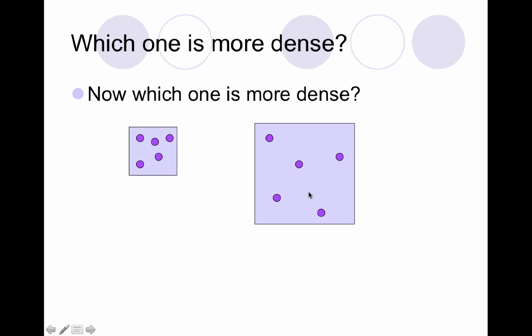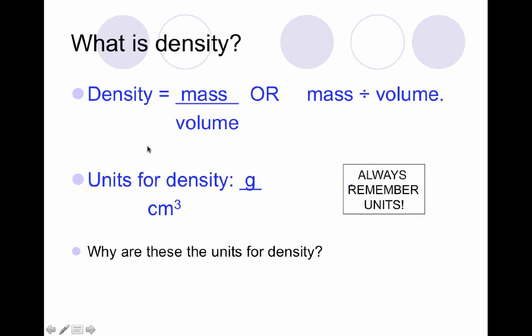Let's try another one. Now, which one of these is more dense, A or B? You'll notice that each square has 5 people packed into the square, but the squares aren't the same size. Square A is clearly smaller than square B, which would mean that square A is more dense. So density is how close or tightly packed those atoms inside a substance are.